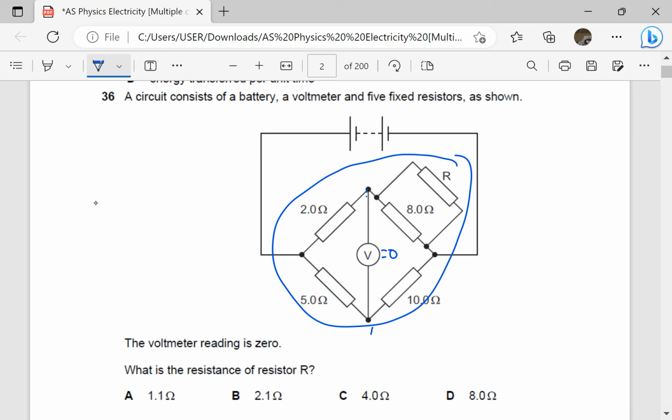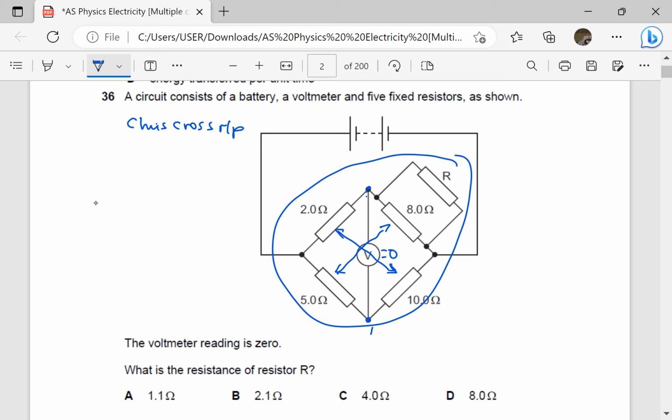The crisscross relationship is valid only if the voltmeter reading is 0 in a circuit like the Wheatstone bridge there. If the voltmeter reads 0 here, it means the potential at this point is the same as the potential here. That means the product of these two resistances is going to be the same as the product of these two resistances. This is what we call the crisscross approach, the crisscross relationship. So what I'm saying is very simple.